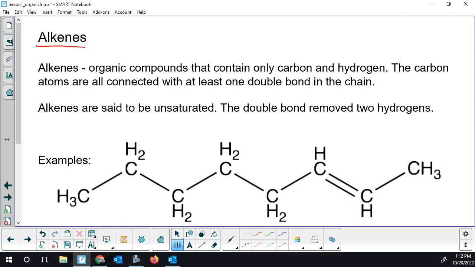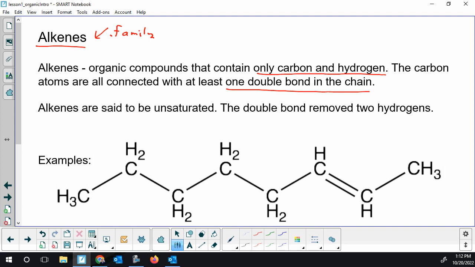So alkenes is the second family. That's a term you need to be familiar with. You may get a question that says, here's a drawing, what family does it belong to? Alkenes are organic compounds that contain only carbon and hydrogen, so they are hydrocarbons. Okay? They are not hydrocarbon derivatives. To be a member of the ene family, you must have at least one double bond.